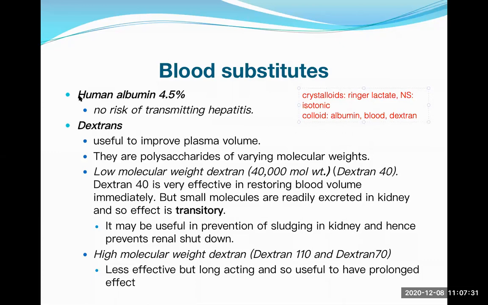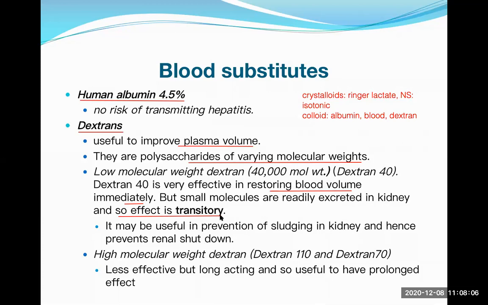Human albumin, 4.5%, is one of them. There is no risk of transmitting hepatitis in this. Another is dextran. Let me underline this, dextran. It is useful to improve plasma volume because this is a type of colloid. They are polysaccharides of varying molecular weight, and there is low molecular weight dextran, which we call dextran 40. It is very effective in restoring blood volume immediately. But small molecules are readily excreted by the kidney, so the effect is transitory.